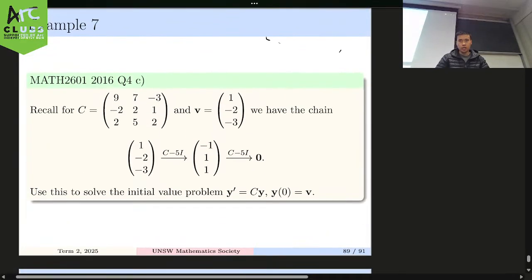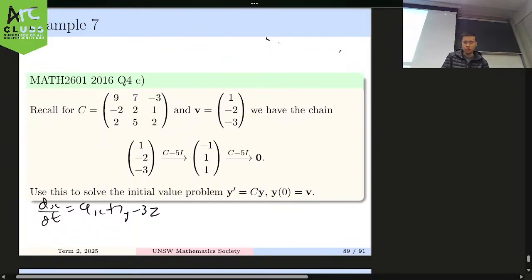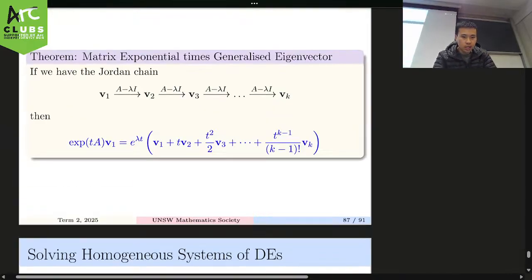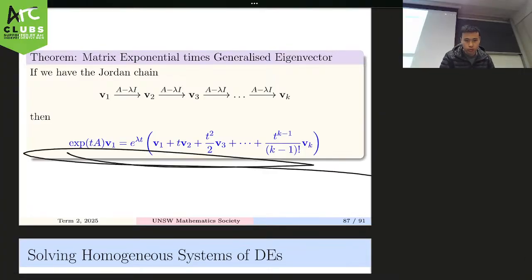Remember from 1b, dx/dt is equal to 9x plus 7y minus 3z, and obviously the other two equations as well. And then here we actually have an initial condition, given that y of 0 is equal to v. So here it might be reasonable to guess and use this Jordan chain, this one right here.